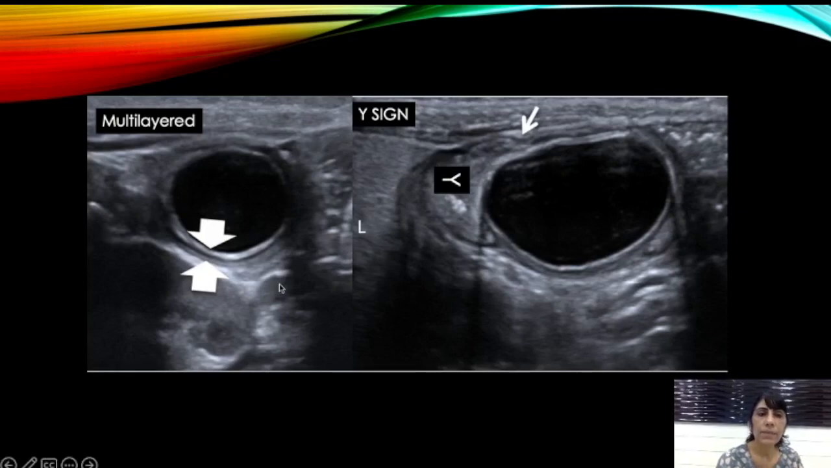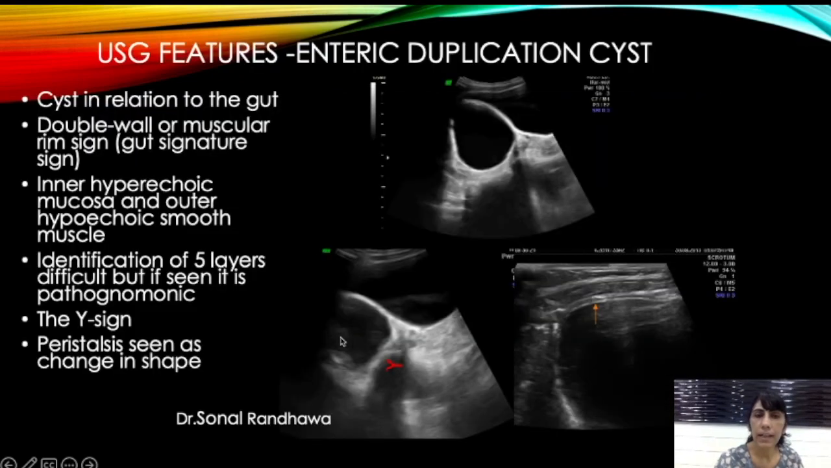Like in this case, you can make out that multiple layers are seen. It was because we used the linear probe, so now you can see multiple layers more easily. And again, the Y sign: we can see continuity of the gut wall layers with the cyst wall. So both the signs we can make out, and for the change in shape, obviously you will have to be patient and see a dynamic picture.